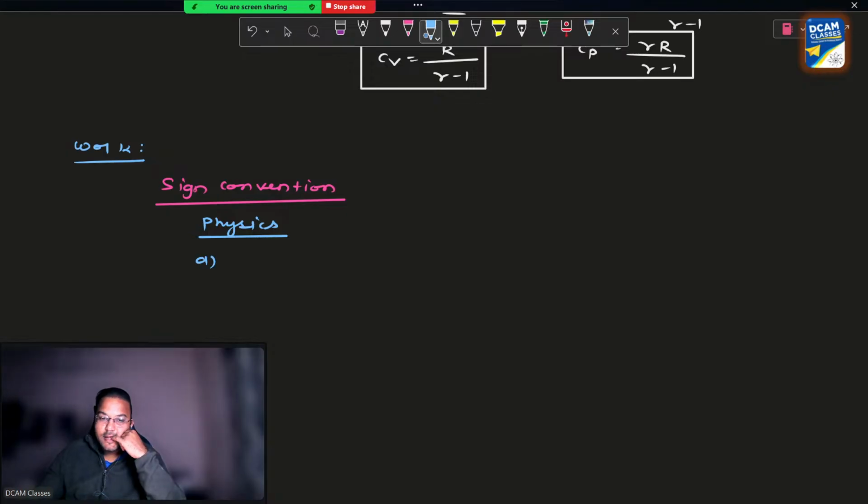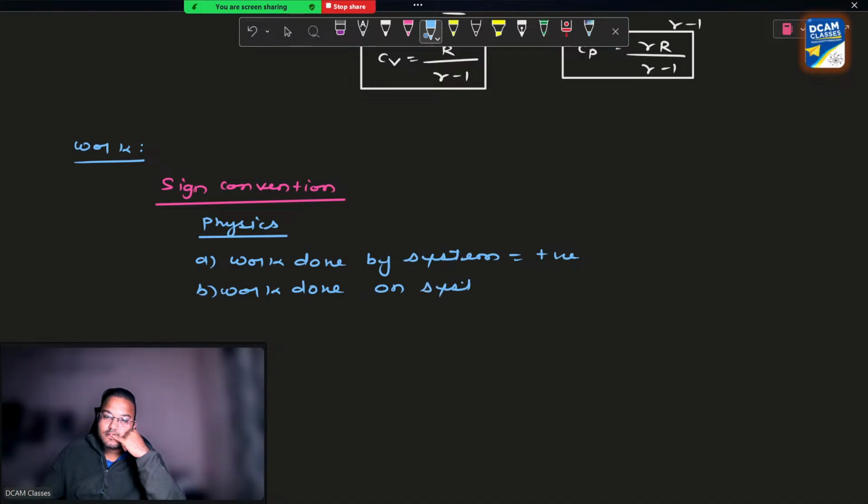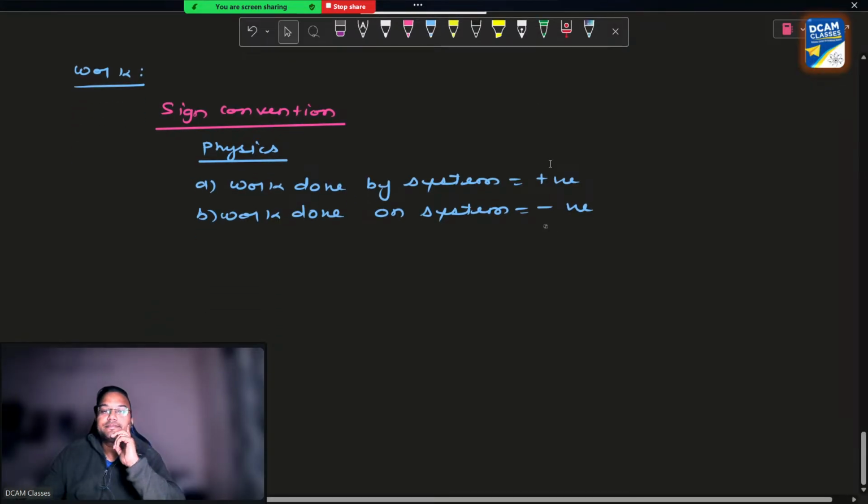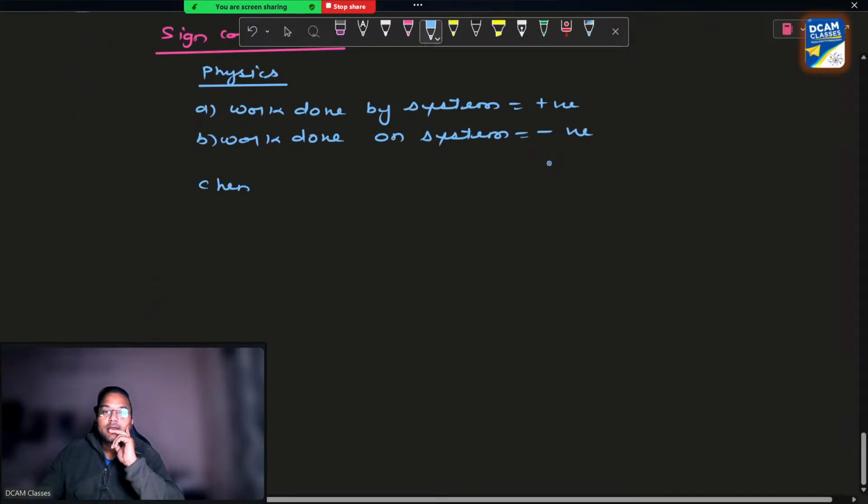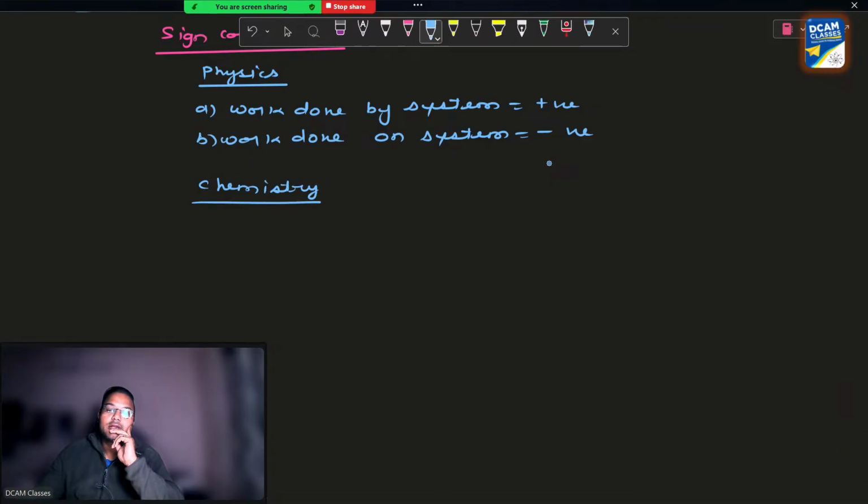For physics, work done by system is said to be positive. Work done on the system is negative. And reverse is for chemistry. Now you will say, why, sir? It's so. This is how they have done it. I don't know why they are doing it. It's very confusing.